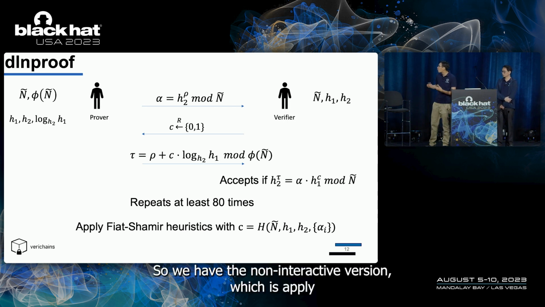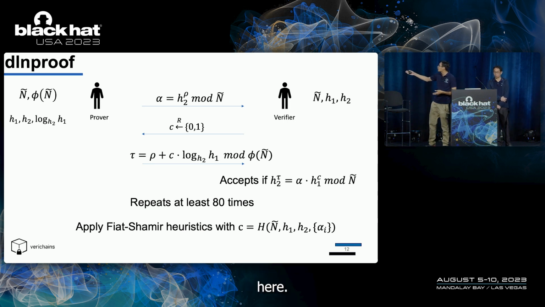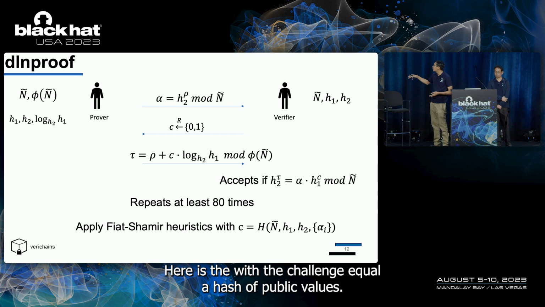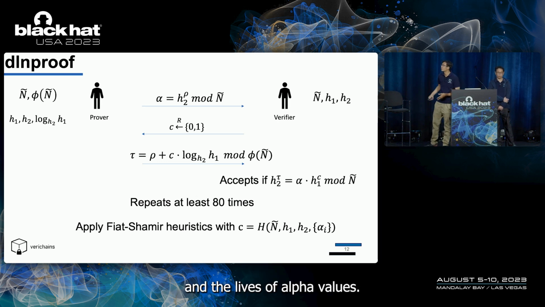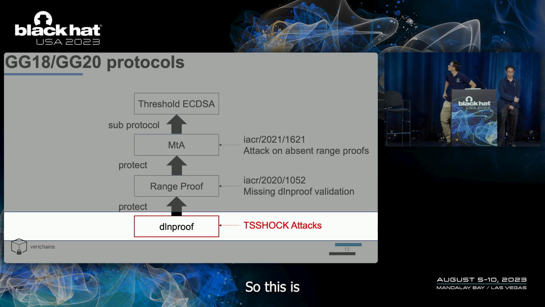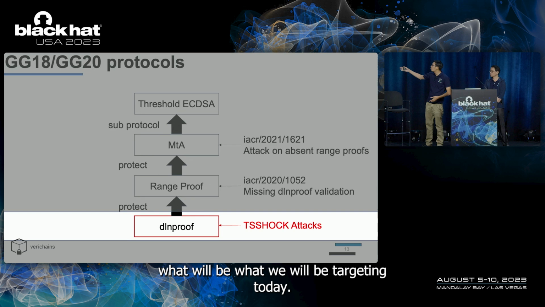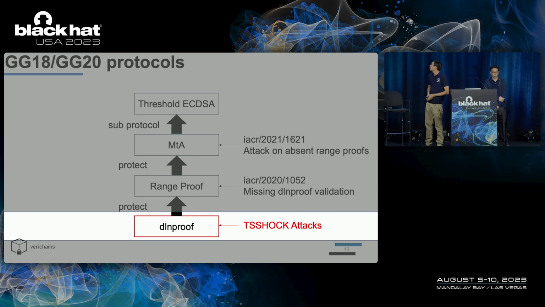So we have the non-interactive version, which is to apply the Fiat-Shamir heuristic with the challenge equal to a hash of public values. In this case, you have the n tilde, h1, h2, and a list of alpha values. So this is what we will be targeting today.